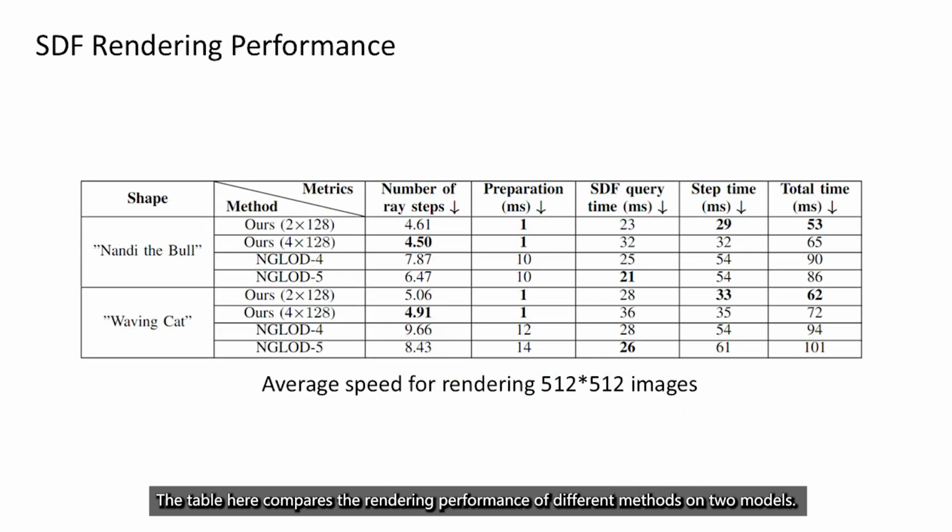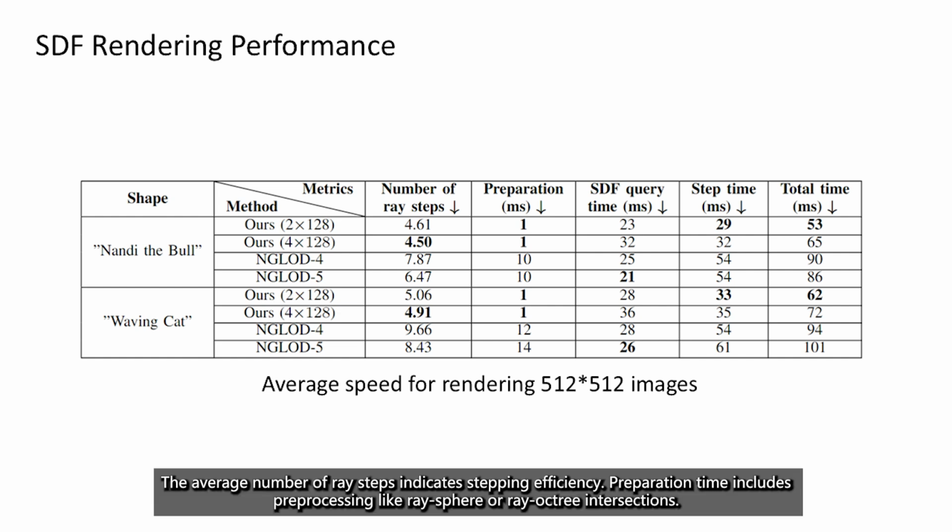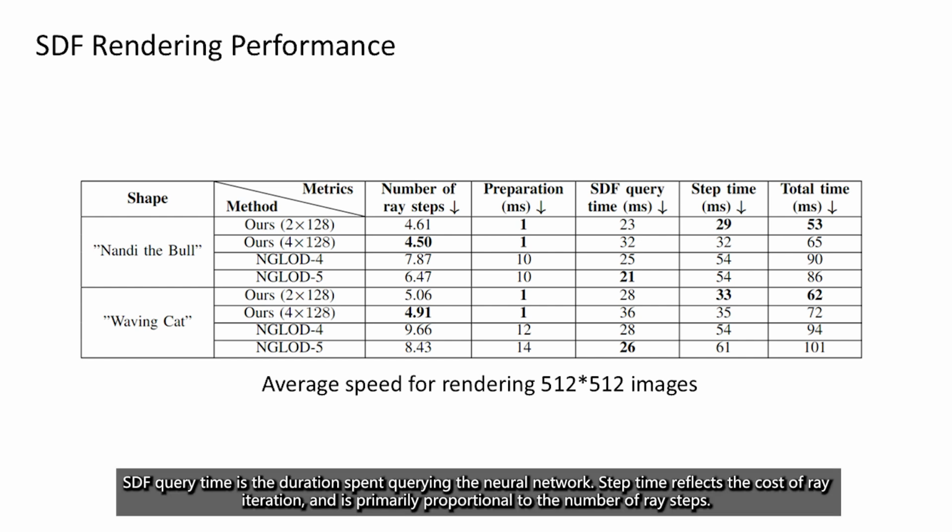The table here compares the rendering performance of different methods on two models. The average number of ray steps indicates stepping efficiency. Preparation time includes preprocessing like ray-sphere or ray-octree intersections. SDF query time is the duration spent querying the neural network. Step time reflects the cost of ray iteration, and is primarily proportional to the number of ray steps.